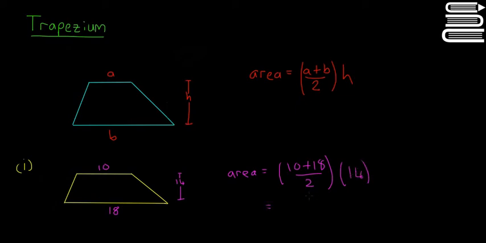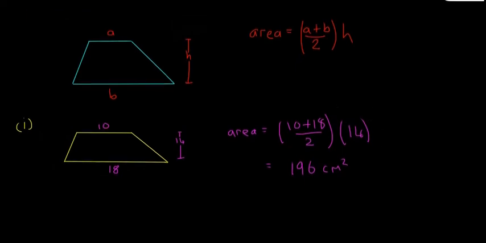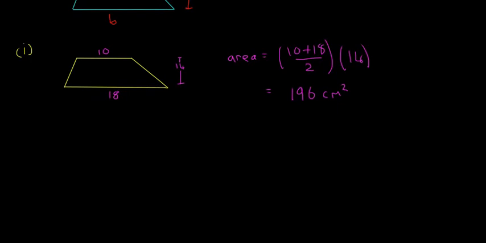You're going to pop all of that into a calculator. You're going to find that it's equal to 196 centimeters squared. Alright, so that seems really easy. The trapezium generally is easy, but these videos are going to get harder. When we get to 3D shapes, they do get quite difficult. So we're just going to do the basics first, and they're going to get progressively harder.